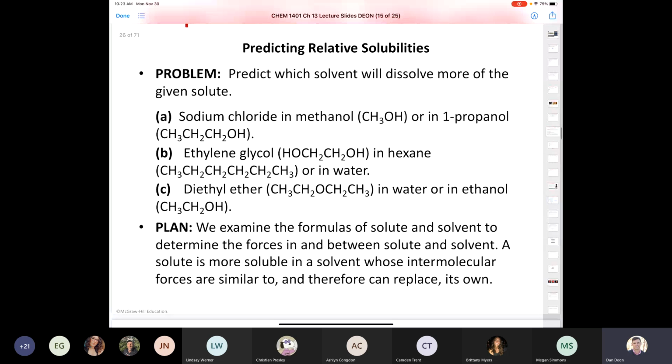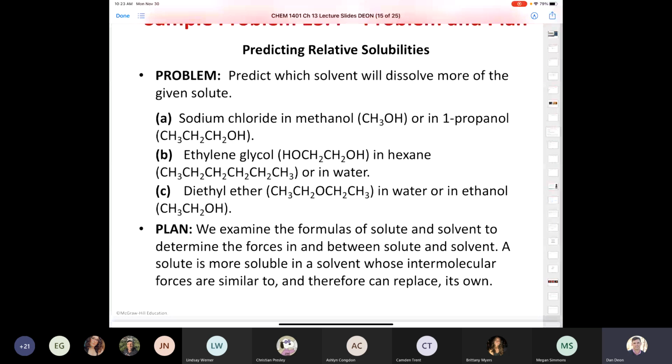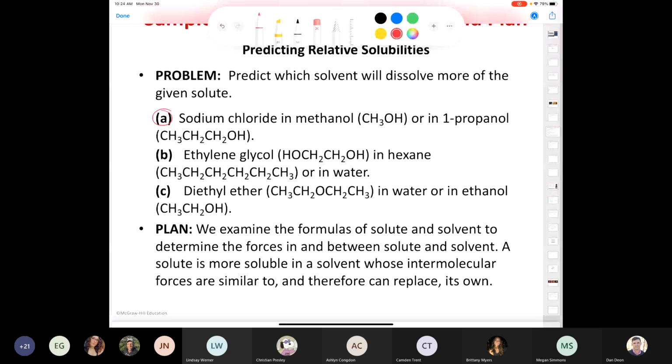All right. Well, after all that yammering on, let's take a look at some problems like I promised, where we have to look at solutes and evaluate their solubility in a given solvent. Let's start with A, and this would make a great question on your final exam. It says, predict which solvent will dissolve more of the given solute. Sodium chloride in methanol or 1-propanol.